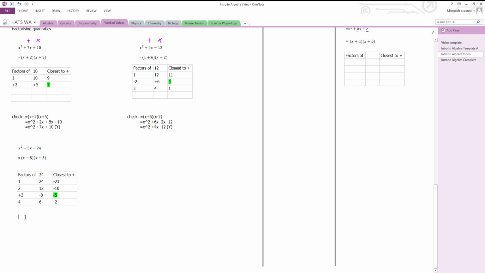So let's go and do our check. So we have x take 8, x plus 3. So that ends up with x squared plus 3x take 8x take 24. Simplify that, we have -8 plus 3, and we get -5. So x squared take 5x take 24. So yes, that gives us what we started with, and that is correct.